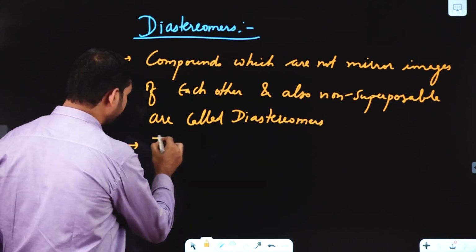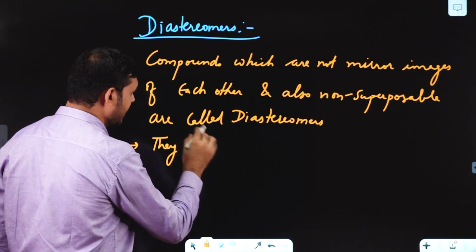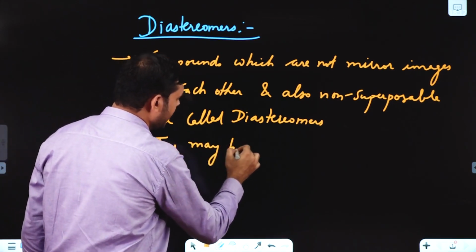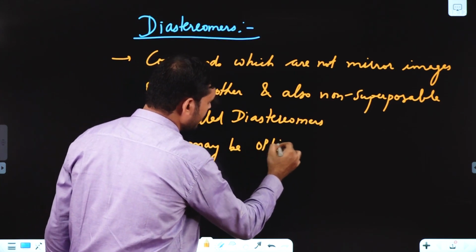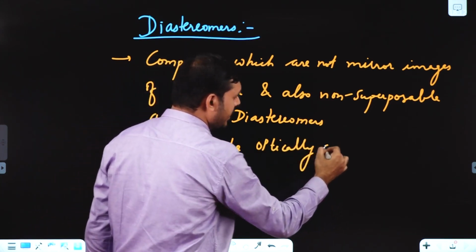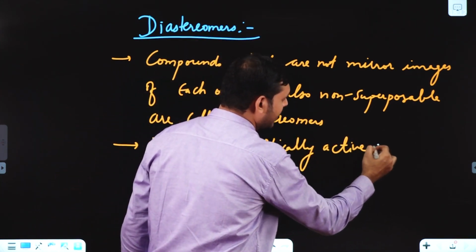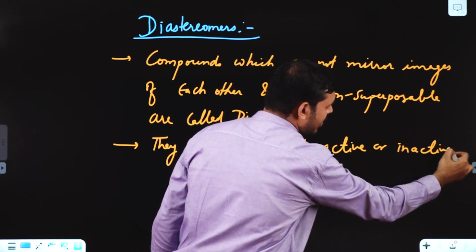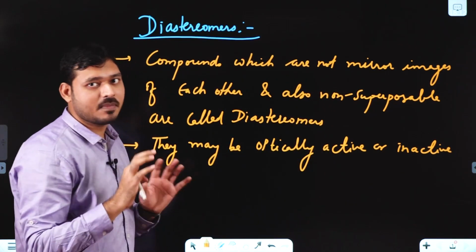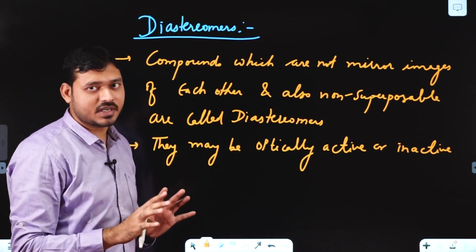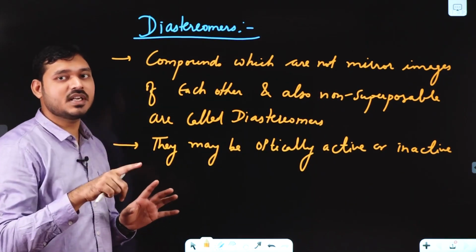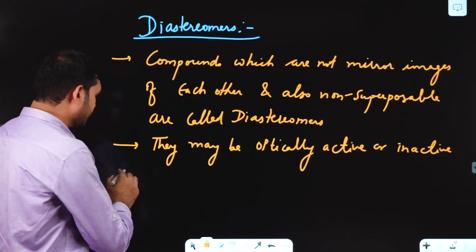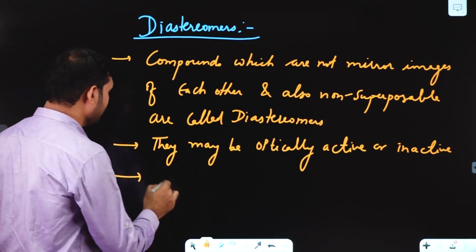Second point, see, this is one of the most important points. They may be optically active or inactive. For diastereomers it is not compulsory that the compound will be optically active. Okay, for enantiomers it is mandatory, but for diastereomers it is not compulsory. Clear?